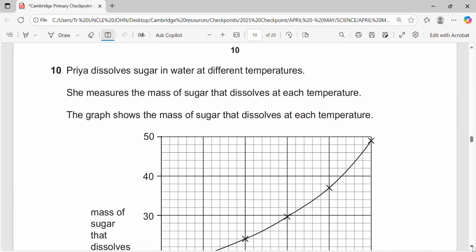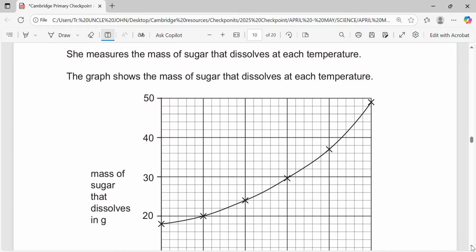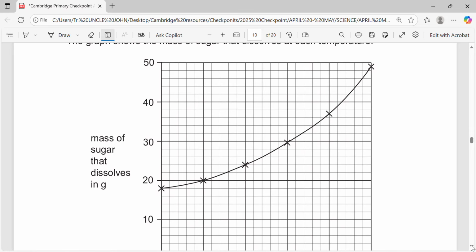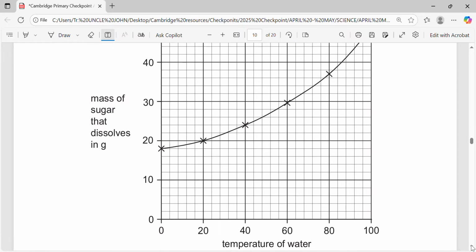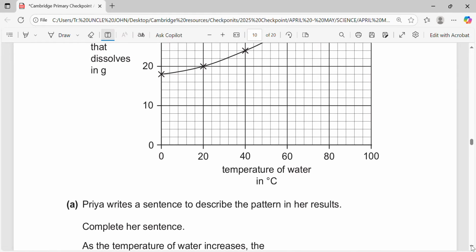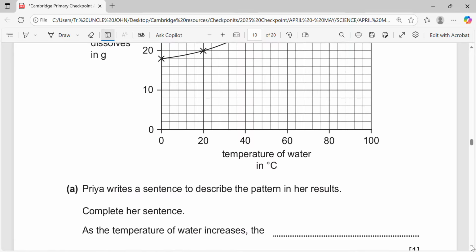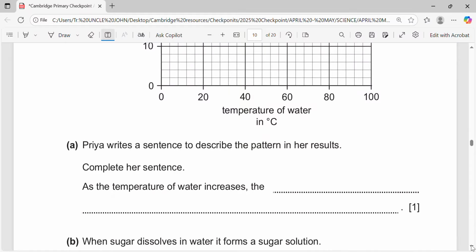Priya dissolves sugar in water at different temperatures. She measures the mass of sugar that dissolves at each temperature. The graph shows the mass of sugar that dissolves at each temperature. You can see here is the graph. Mass of sugar that dissolves in grams. Temperature of water in Celsius degrees. Priya A.